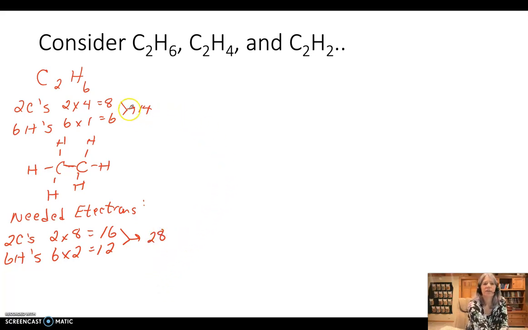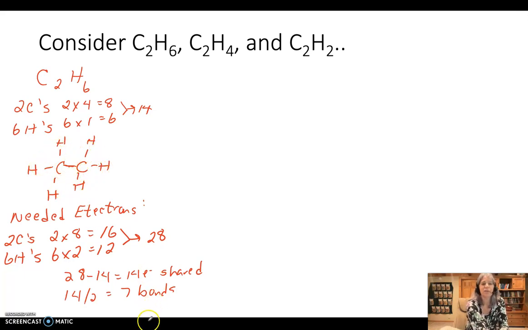And so what we see is we only have 14 electrons. That means the electrons have to be shared between the atoms. Otherwise, these atoms cannot obtain their octets or duets. We can see how many need to be shared by subtracting. What's the difference? 28 minus 14 equals 14 electrons shared. And every bond has 2 electrons, so 14 divided by 2 is equal to 7. There are 7 bonds. If I count my bonds, these lines here, 1, 2, 3, 4, 5, 6, 7, there we go. We've got the 7 bonds.